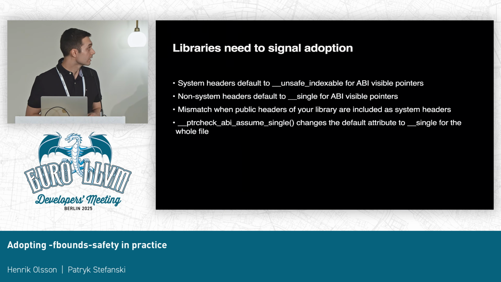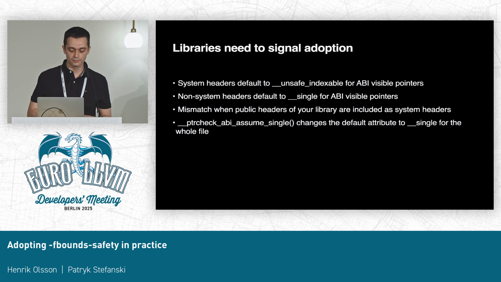And to solve that, we have a built-in called pointer check ABI assume single, which you can add at the beginning of the file, and this will change the default ABI attribute to single for the whole file. And this will change the attribute regardless whether this file is included as a system header or not.